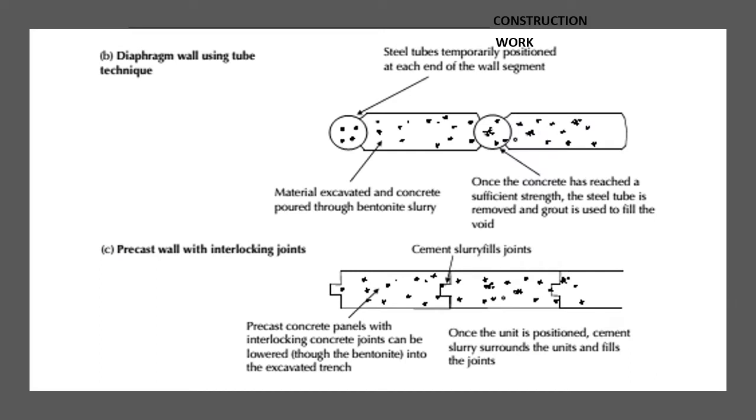This is the example kalau diaphragm wall using tube techniques. Kat sini in between walls ni letak pakai tube lah, and then fill in dengan concrete inside, and then the joints between wall tu akan lebih kukuh lah. And this is the example if we use precast wall with interlocking joint.